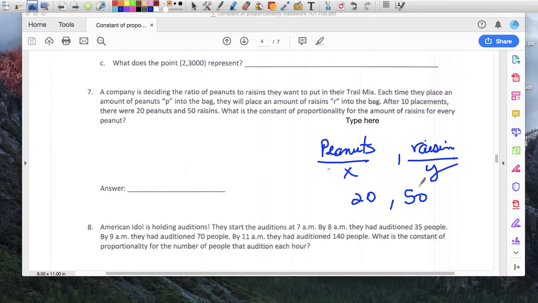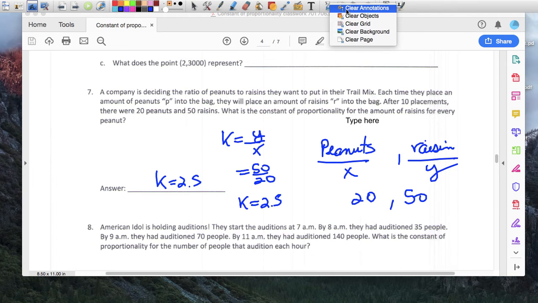So if I were to find the constant of proportionality, K equals Y over X, which is 50 over 20, and K would be 2.5. Right? That kind of makes sense, because the amount of raisins is 2.5 times bigger. Okay, yeah, that's it.